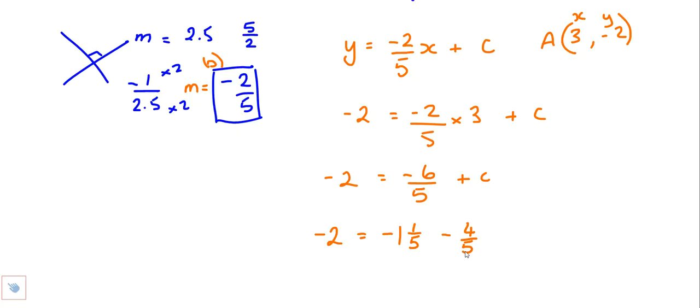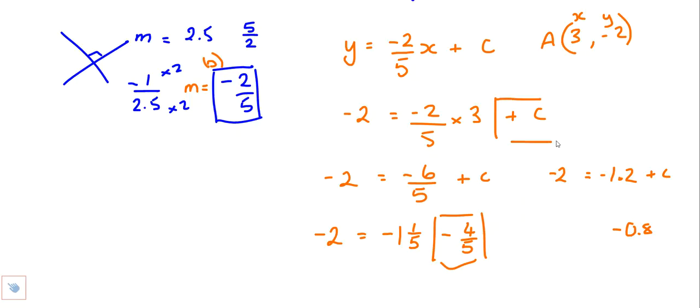But you could have it as minus 1.2 if you converted it to a decimal, and then you minus another 0.8, however you want. So if I had it as a decimal, it'd be minus 2 equals minus 1.2 plus c. So I've either got minus 4/5, or if I did it this way round, I'd have minus 0.8. So that gives me the part C of my equation.